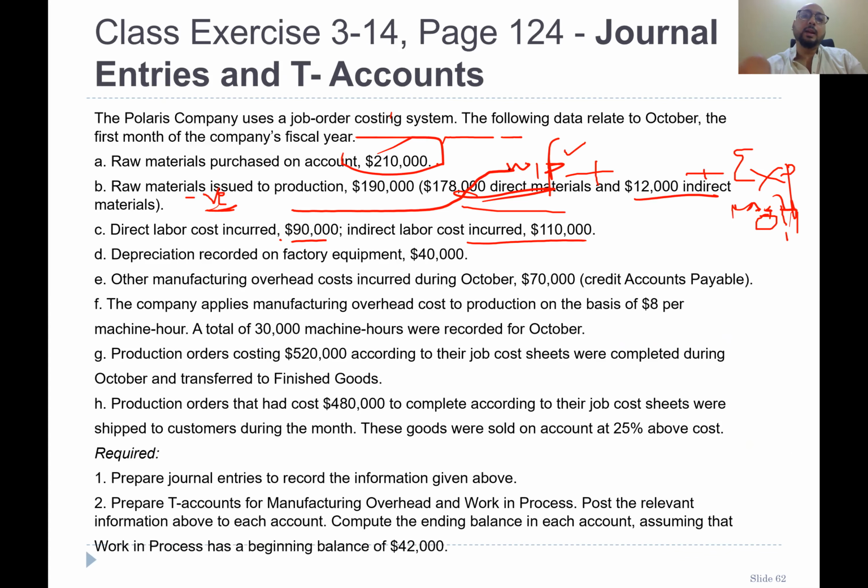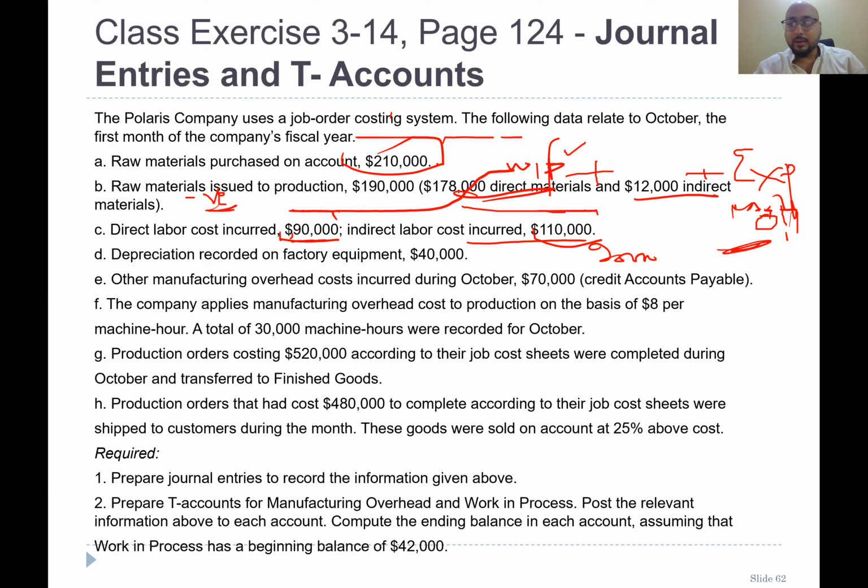right? Indirect labor is going to expense as manufacturing overhead, expense increase, manufacturing overhead. So the total salary is going to be 200,000, right? So total labor cost is going to be 90,000 plus 110,000. So that would be the salary.